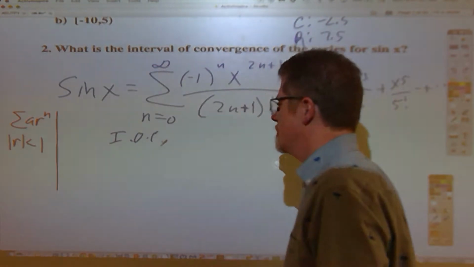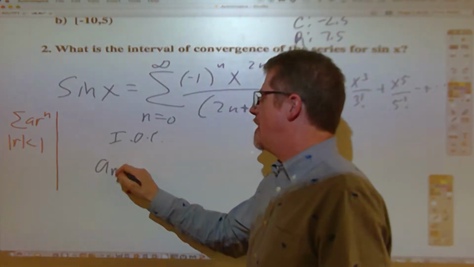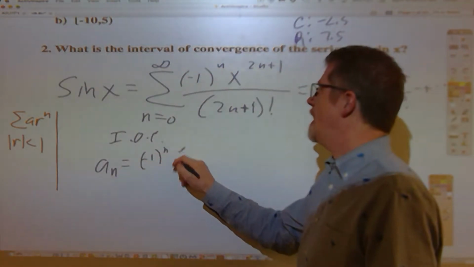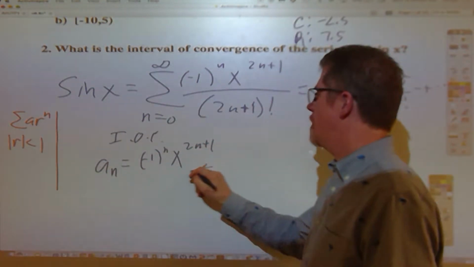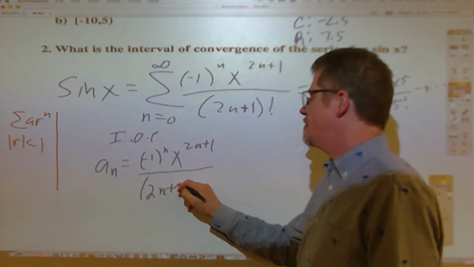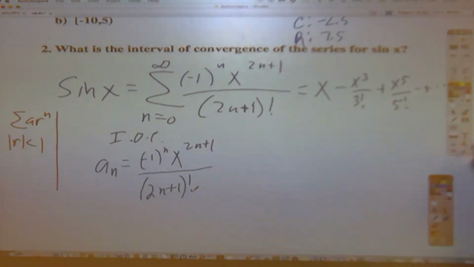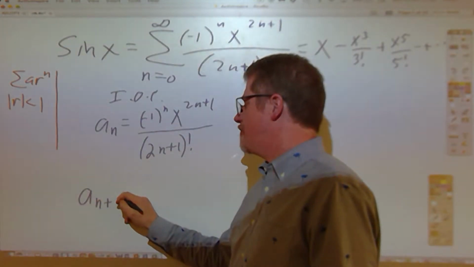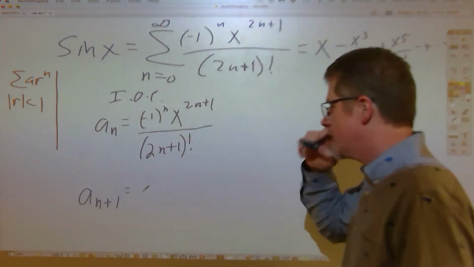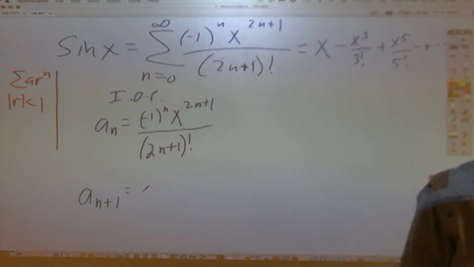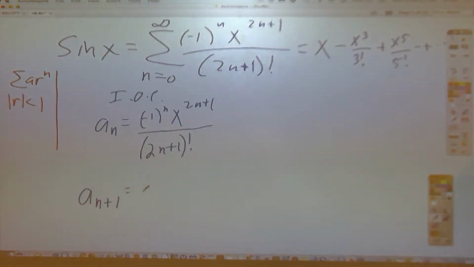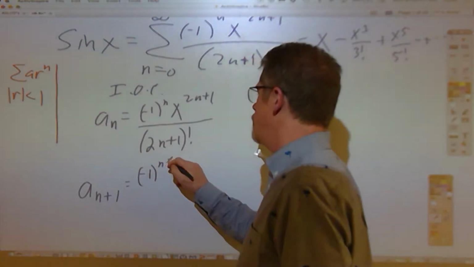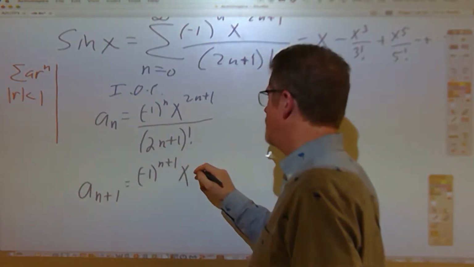So, for the interval of convergence, we have a sub n defined as negative 1 to the n times x to the 2n plus 1 over the quantity 2n plus 1 factorial. The other symbol we need to define for use in the ratio test is a sub n plus 1. Write down what you think the definition of a sub n plus 1 is. Then when you're done, compare your result to the one I have up here.